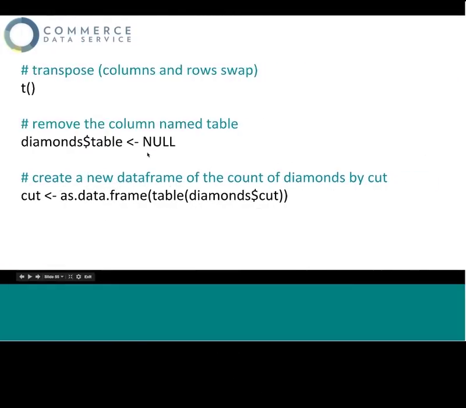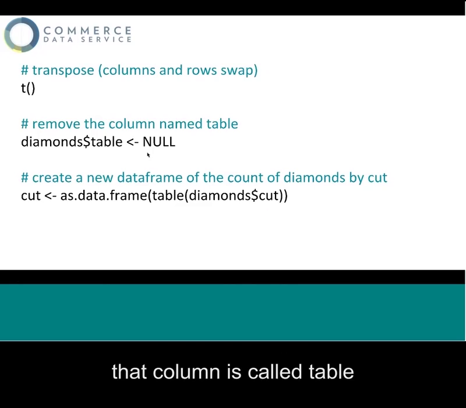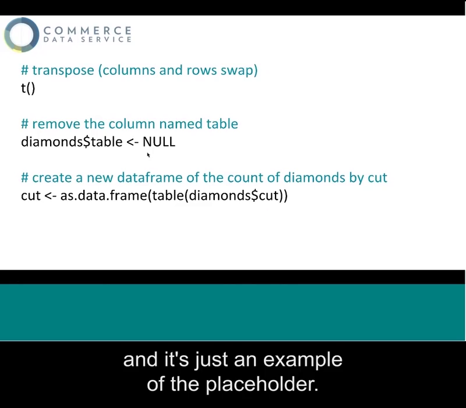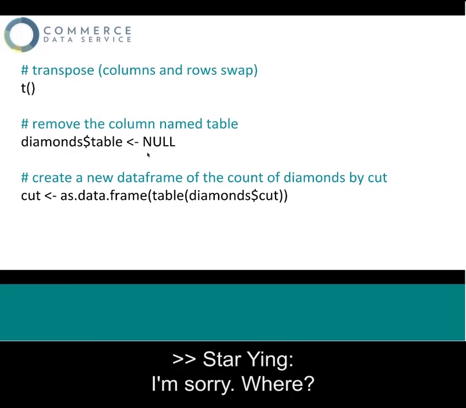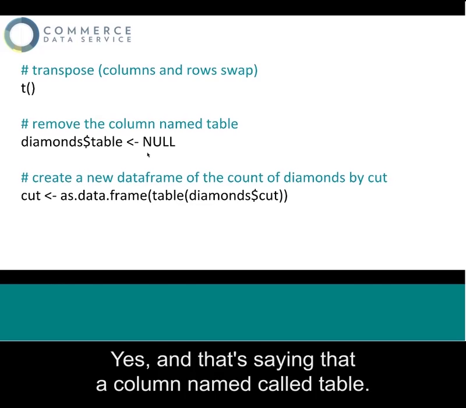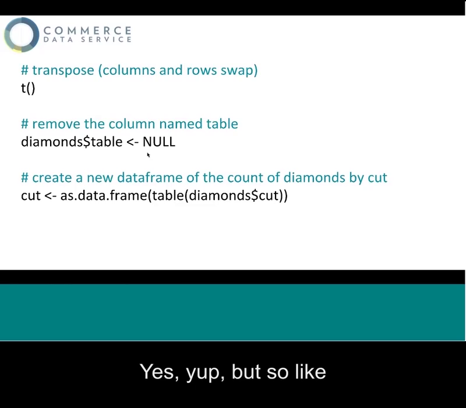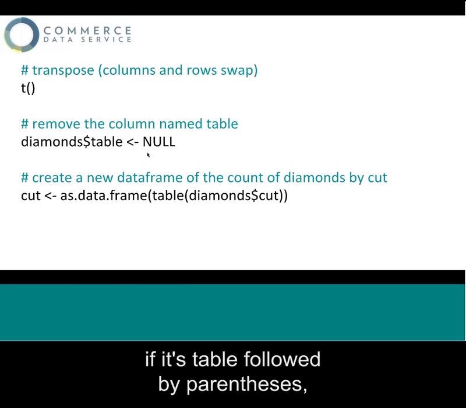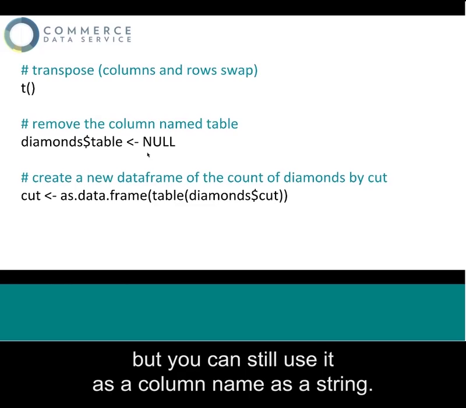If you go back, that's just us saying for any column name, that column is called table. It's just an example, a placeholder, so it could be anything there in the second line. Yeah, that's saying a column name called table. But if it's table followed by parentheses, it is specifically a function. You can still use it as a column name, as a string.